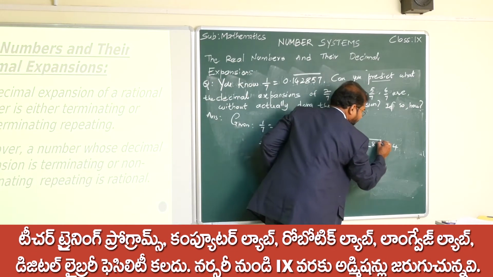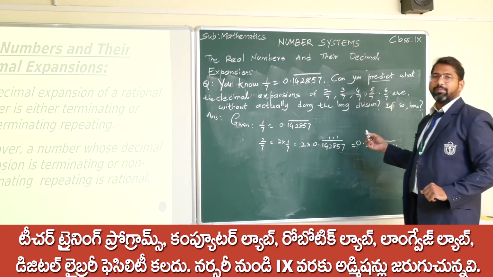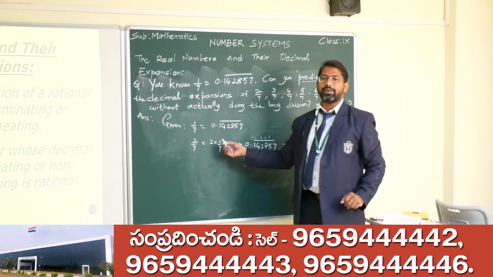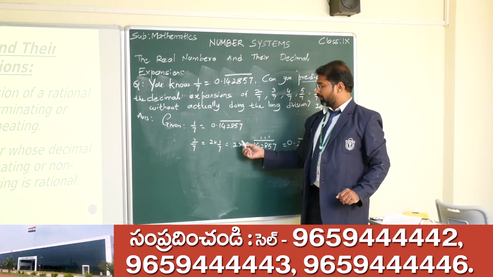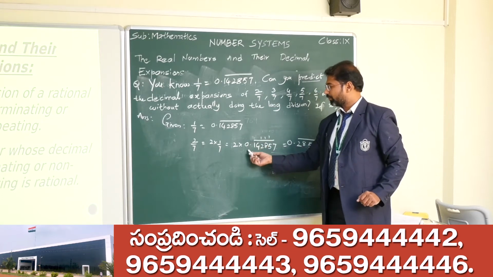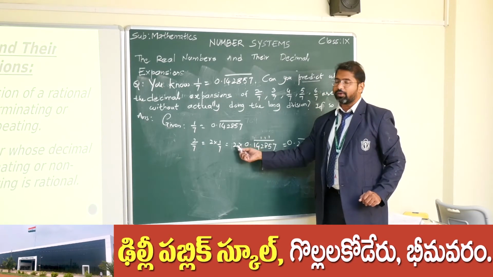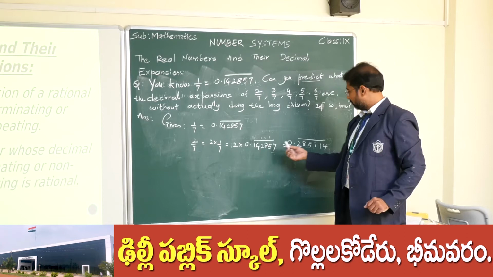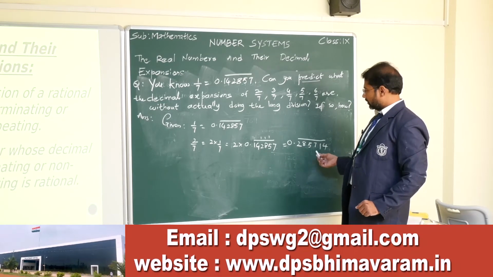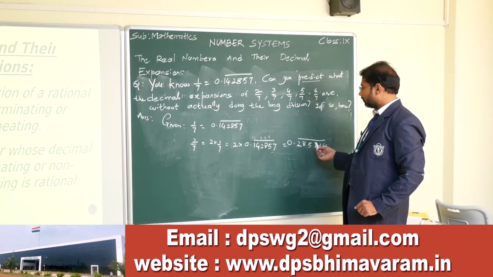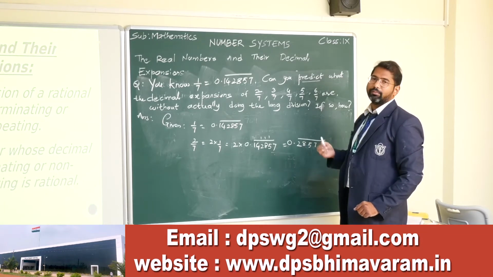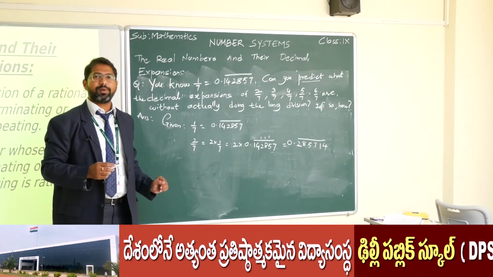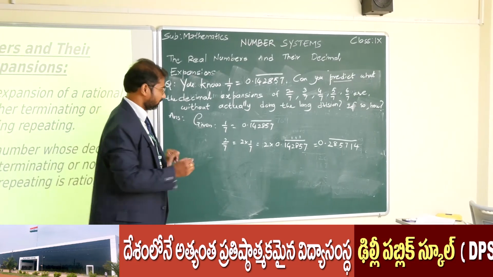Now keep the bar on all the digits in the decimal part. I hope you have understood. What I have done is, 2 by 7, I wrote it as 2 into 1 by 7, which is nothing but 2 into the decimal expansion of 1 by 7, and found the product of 2 and the decimal expansion of 1 by 7. I have done it very clearly. So the final answer is 0.285714. On all these 6 digits you have a bar. I hope it's clear. Similarly, we will find out 3 by 7, 4 by 7, 5 by 7 and 6 by 7.